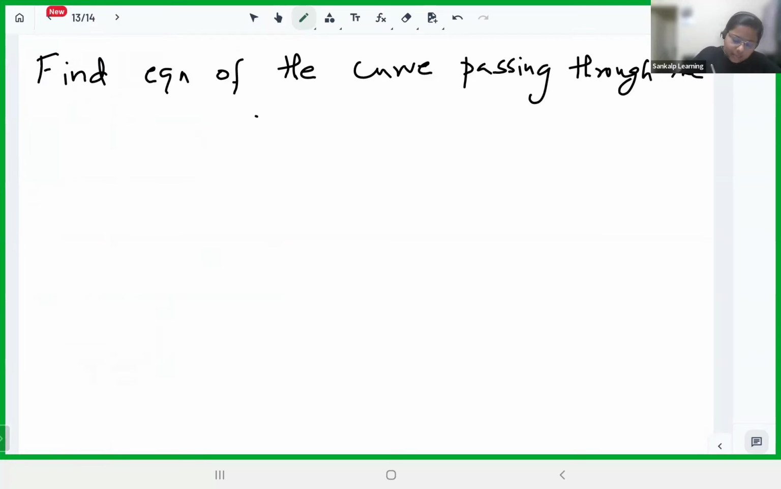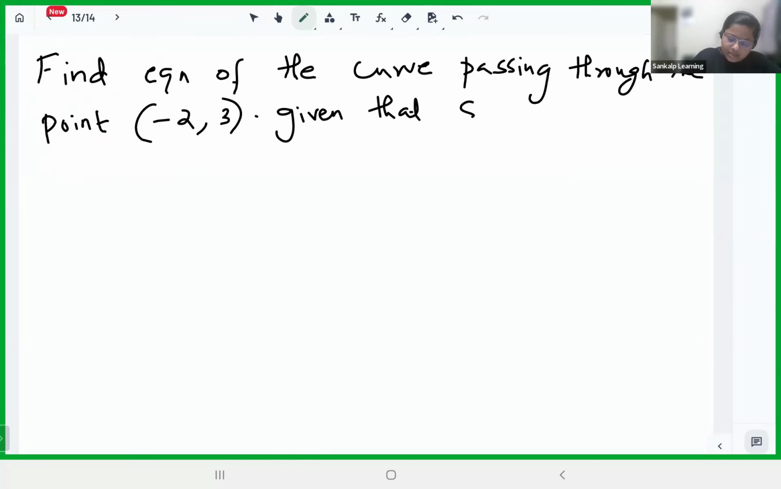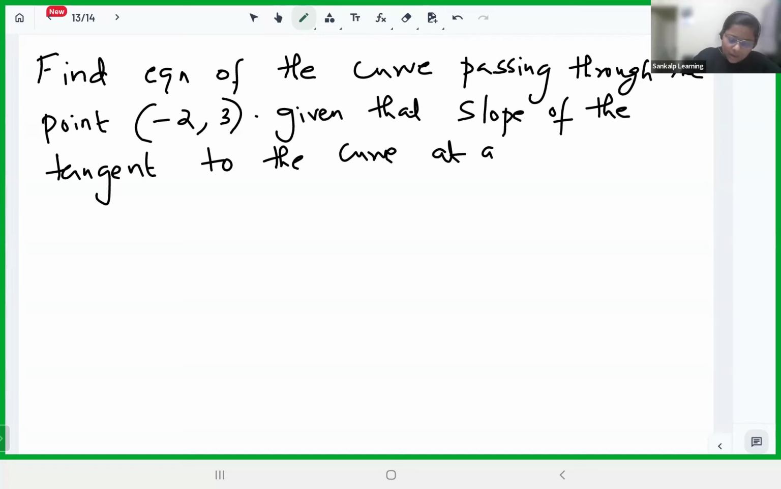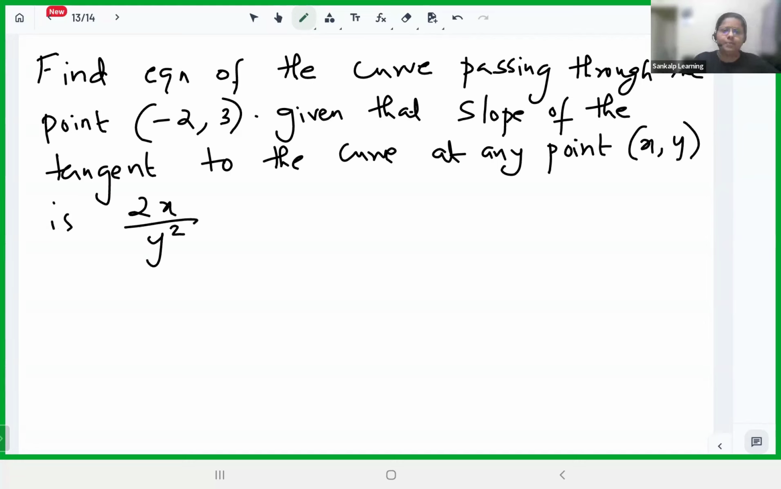Find the equation of the curve passing through the point minus 2 comma 3, given that the slope of the tangent to the curve at any point x comma y is 2x by y square.